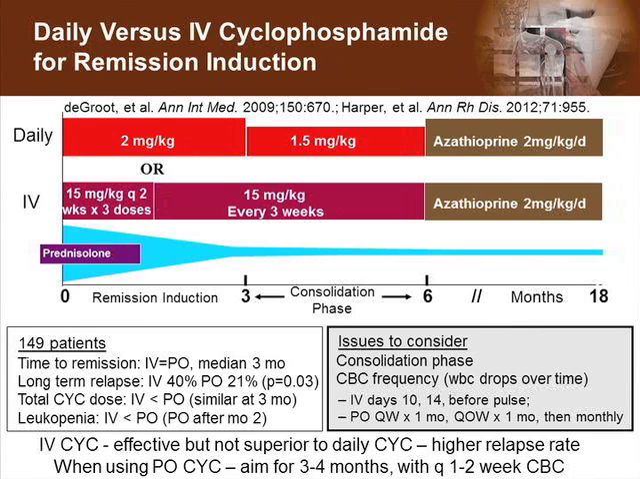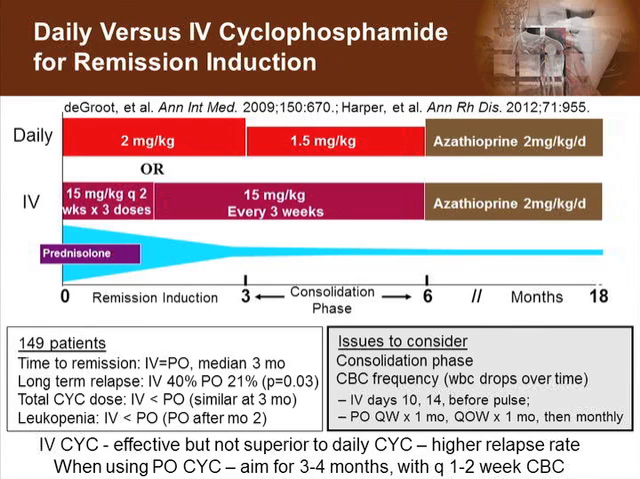The other aspect of this study design was the use of a consolidation phase by which patients received an additional 3 months of cyclophosphamide after achieving remission. In these 149 patients, the time to remission was equal between daily and intermittent cyclophosphamide at a median of 3 months, which was comparable to what has been seen in prior studies.